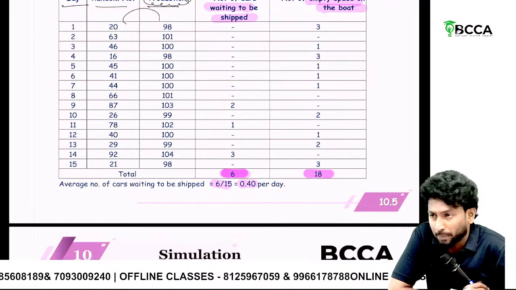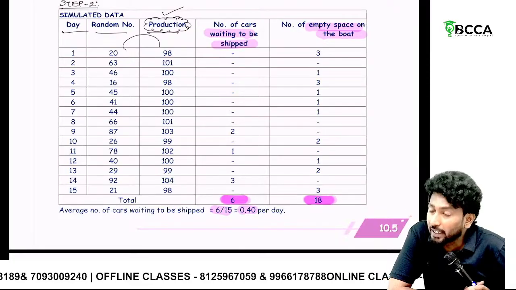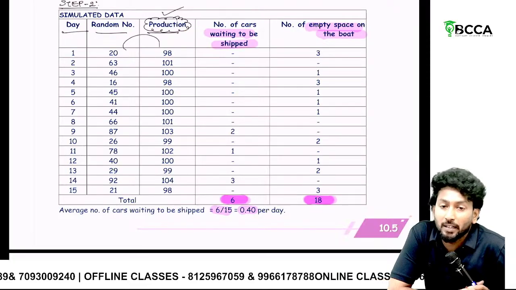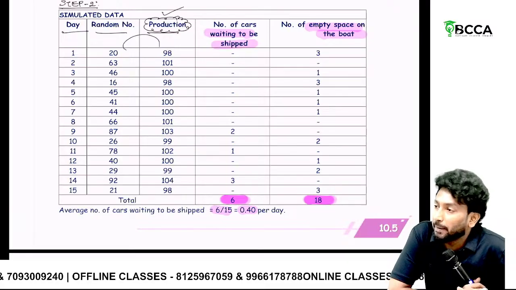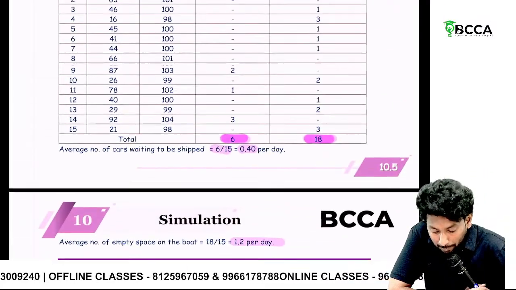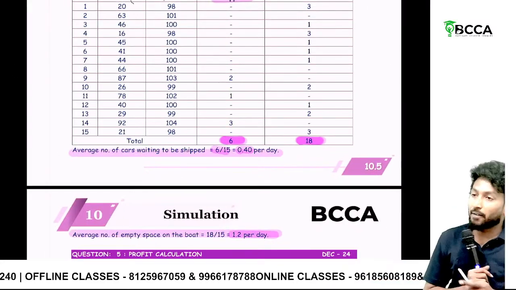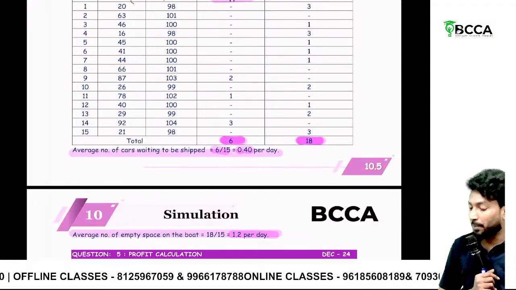0.40 car per day. Okay, next, empty space on the boat. 18 is the empty space on the boat for how many days? 15 days. Per day, 18 by 15, 1.2 per day. Okay, just write this calculation, sir: average cars waiting to be shipped, average empty space.